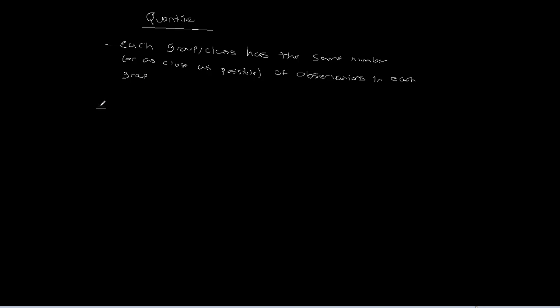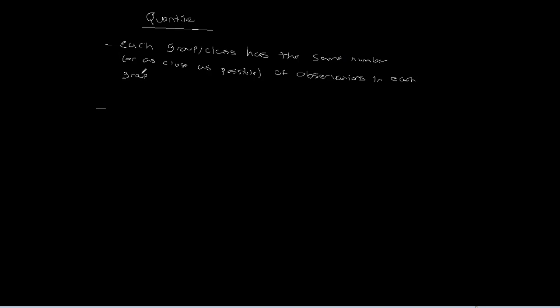So if we think back to equal interval, right? Equal interval was designed so that each group had the same range. Quantile is designed so that each group has the same number of observations or as close as possible. And we'll talk about why that as close as possible typically comes into play.